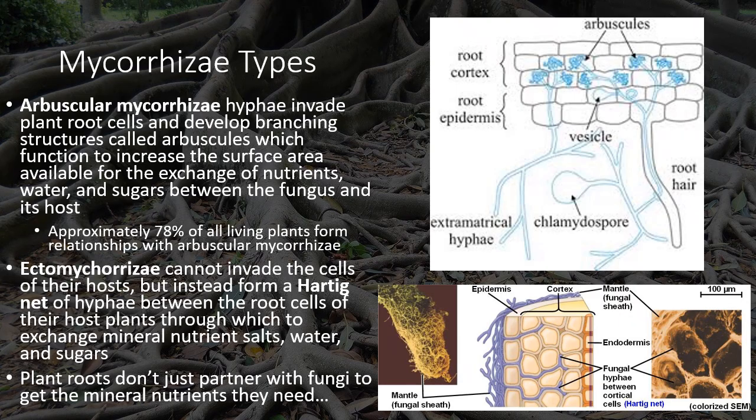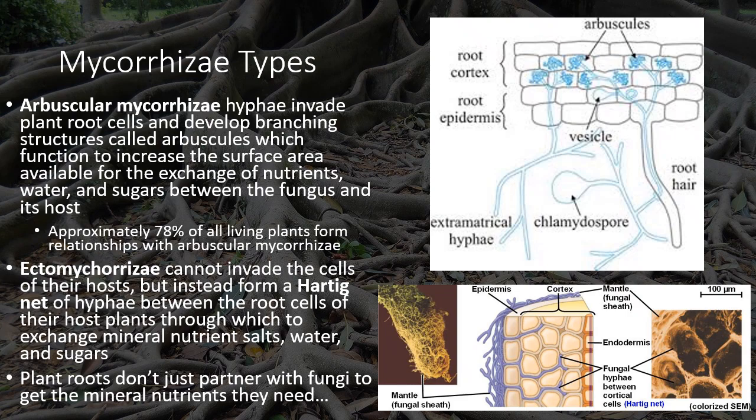Ectomycorrhizae are a little bit different. They don't actually invade the cells themselves. They can't get into the cells. They instead form what's called a Hartig net, and that basically means they grow their hyphae, or their little fungal filaments, which are just a single cell thick, into the root tissue, and they surround all of these root cells in order to exchange mineral nutrient salts, water, and sugars with that plant.